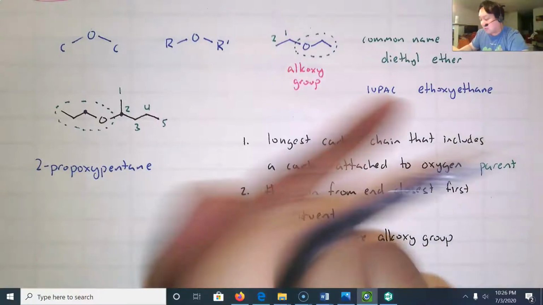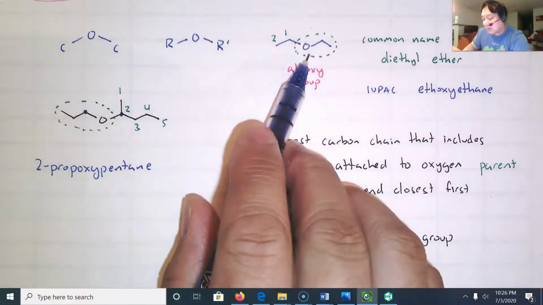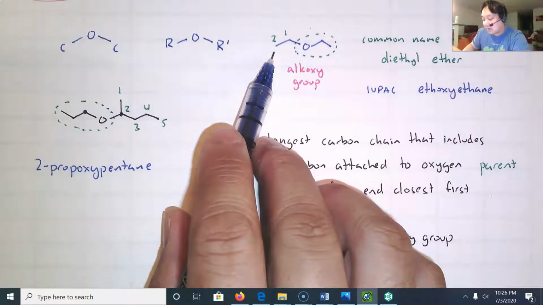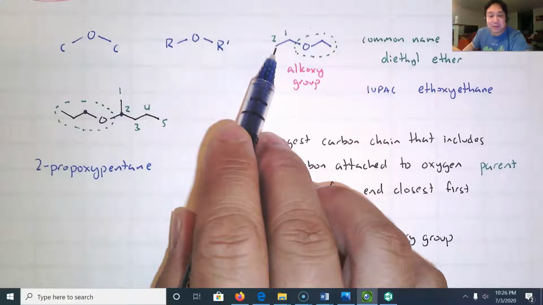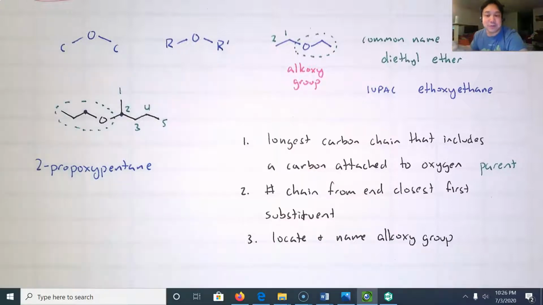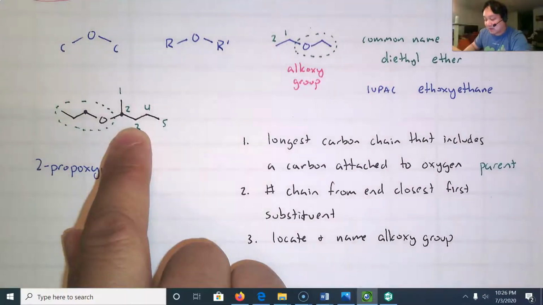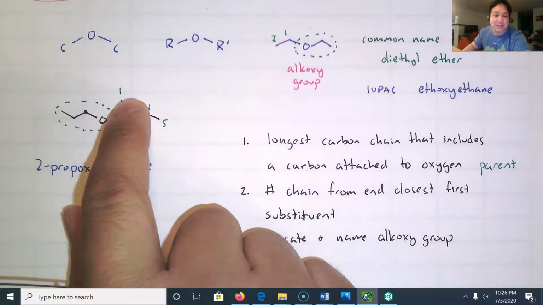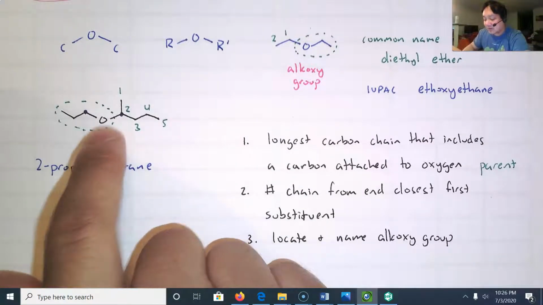Why didn't we put number 1 here? Why didn't we say 1-ethoxy? Because if the ethoxy group was on the other carbon, the chain's so small, this carbon would automatically be number 1. So there is no such thing as 2-ethoxyethane. But we could have had here 3-propoxyethane or 1-propoxyethane. In this case, it's necessary to locate where the propoxy group is.